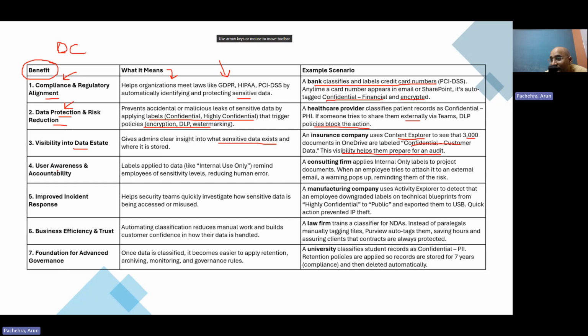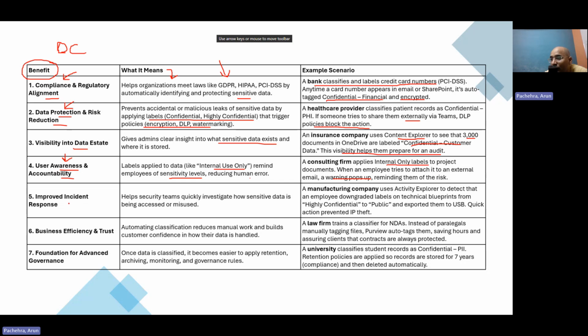It will give user awareness and accountability. Who will give that? Data classification. Because the labels applied to data, like internal use only, remind employees of sensitivity, reducing human error. For example, a consulting firm applies internal-only labels to protect project documents. When an employee tries to attach one to an external email, a warning pops up. So it is giving awareness, with warning pop-ups reminding them of the risk.